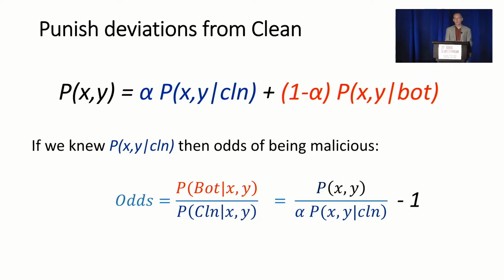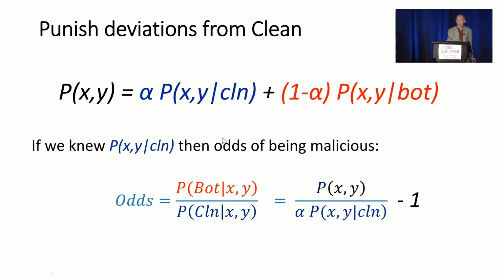So what I'm going to try to do is estimate the clean distribution and then punish deviations from it. So imagine, for example, that bad guys took a day off and there was no attack traffic during that day off. Well, what I would do is snapshot all of my distributions during that time, learn the clean distribution, and then when bad guys come back, punish deviations from that known clean. So, writing it here as: observed is equal to alpha times clean plus 1 minus alpha times bot, where my features are x and y.